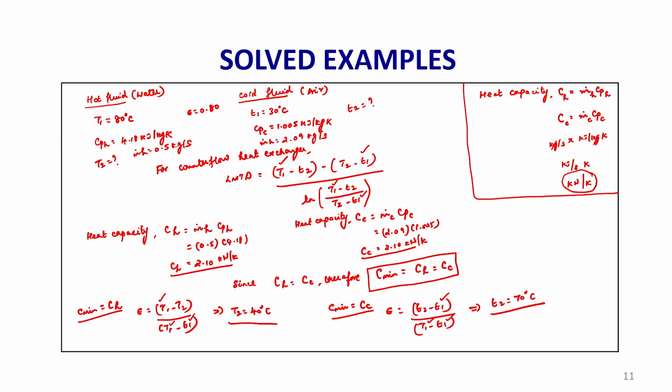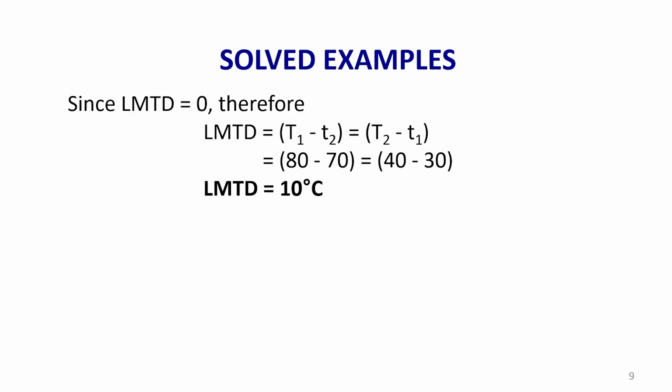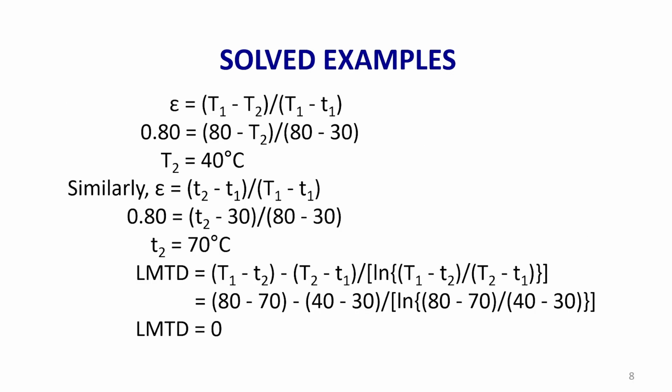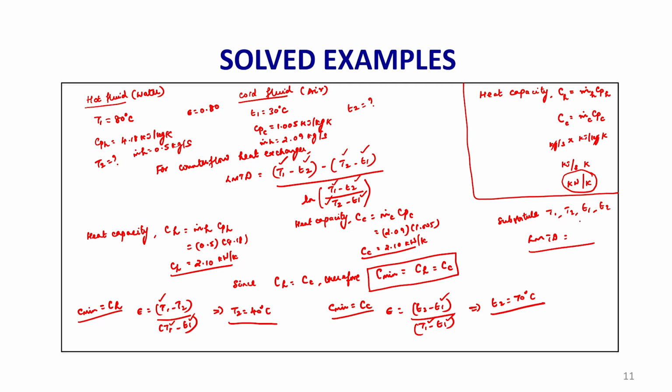So, the actual heat transfer is 70 minus 30. Now I know these two temperatures. So all the temperatures are known: capital T2, small t2, all of them. Therefore, substitute capital T1, capital T2, small t1, small t2 in the LMTD for counter flow. If you substitute in this formula, you will get LMTD equal to 0.